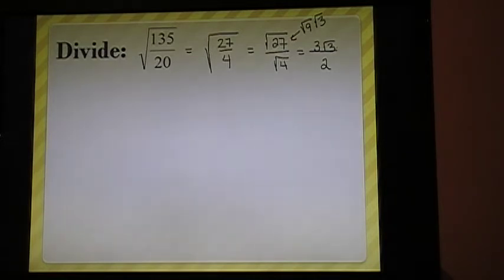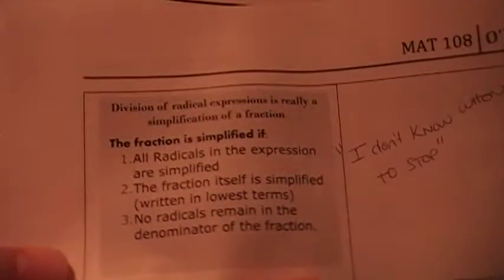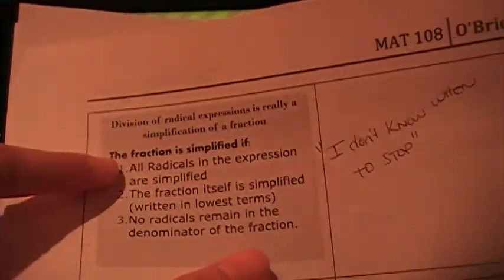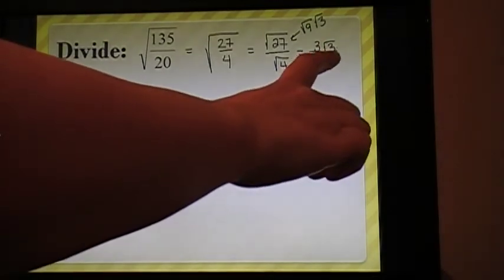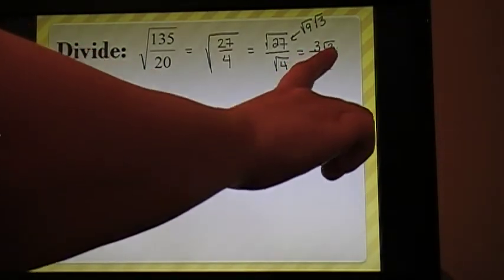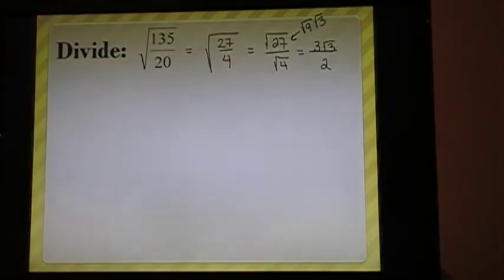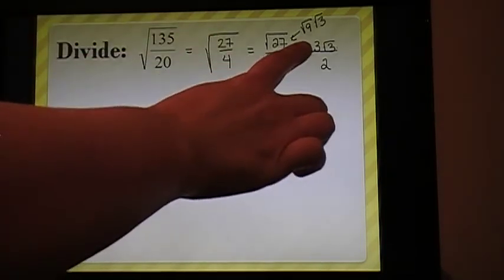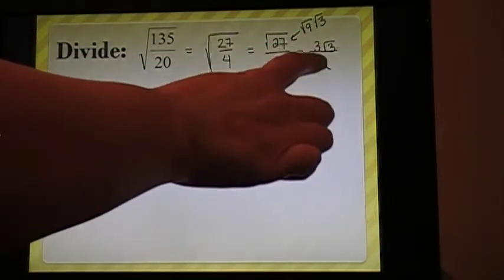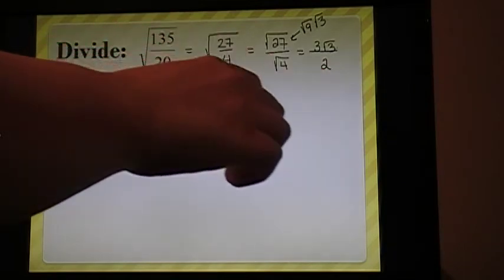Okay, can I stop? Have I met my conditions? So go back to that page. Let's look at the conditions. So, have I simplified all radicals? Yes, that 3 is not divisible by a perfect square, so I know that's done. Second condition, is the fraction simplified, 3 over 2? 3 and 2 do not have common factors, so that's good.